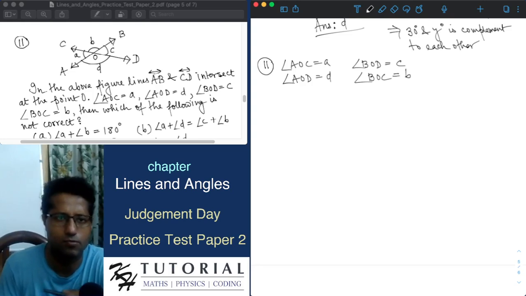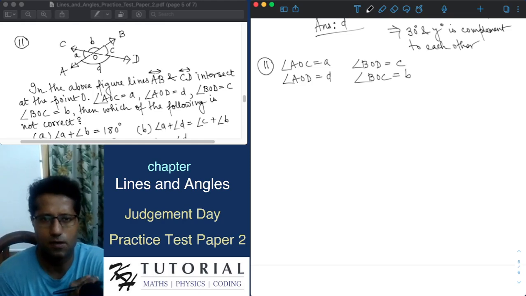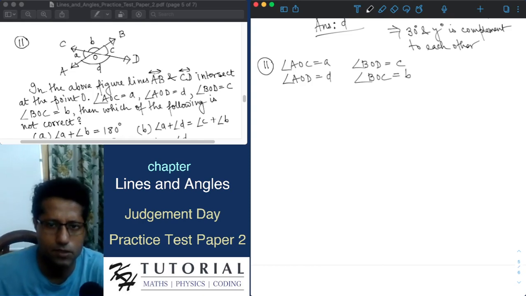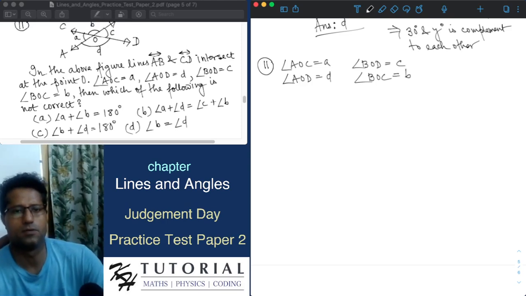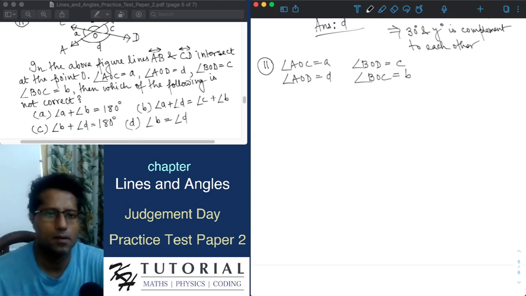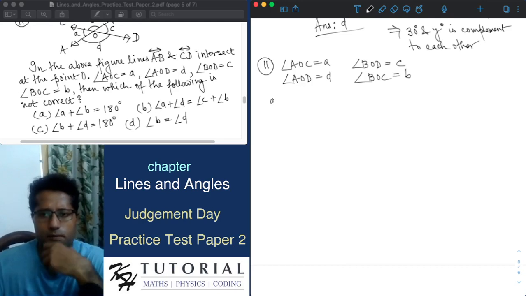and we have some vertically opposite angles. So A and C are vertically opposite angles and B and D are vertically opposite angles. Fine. Then which of the following is not correct? Let's see one by one. A.